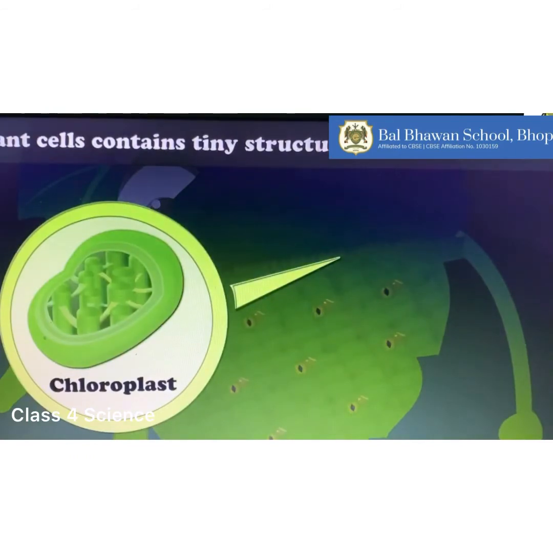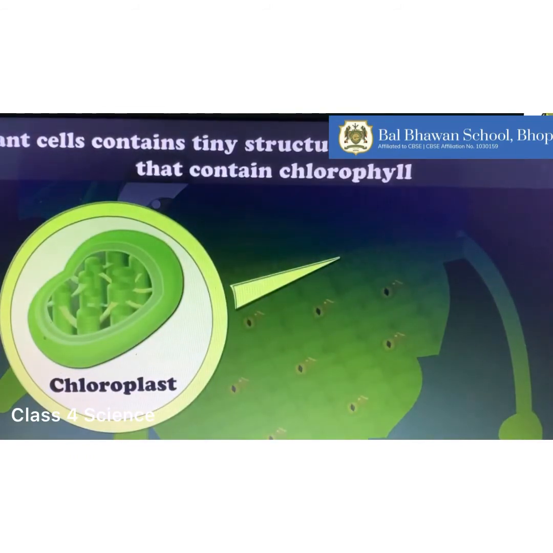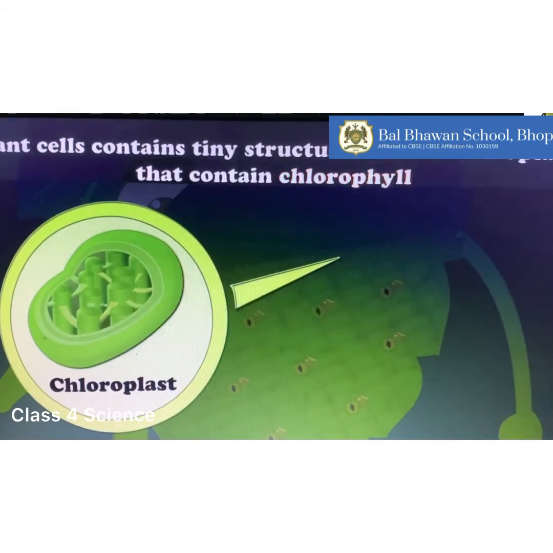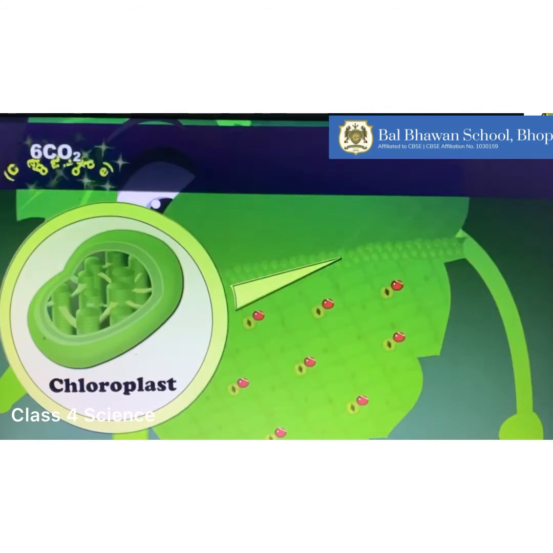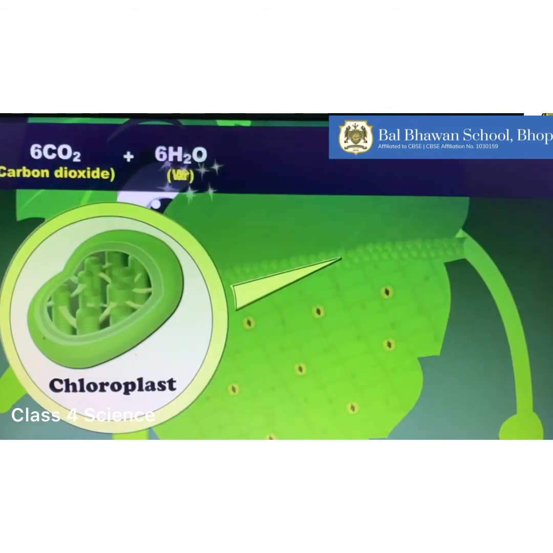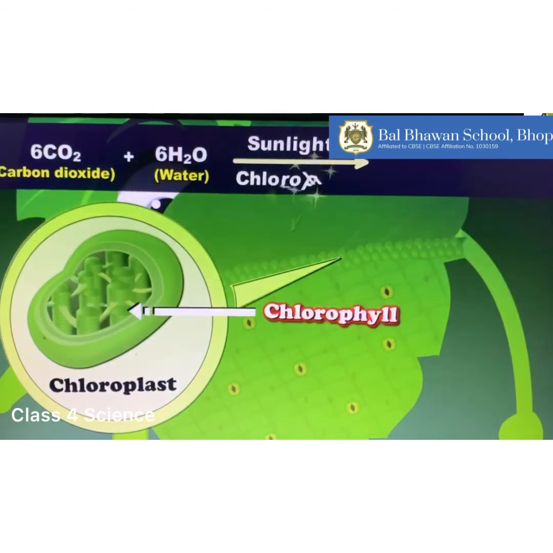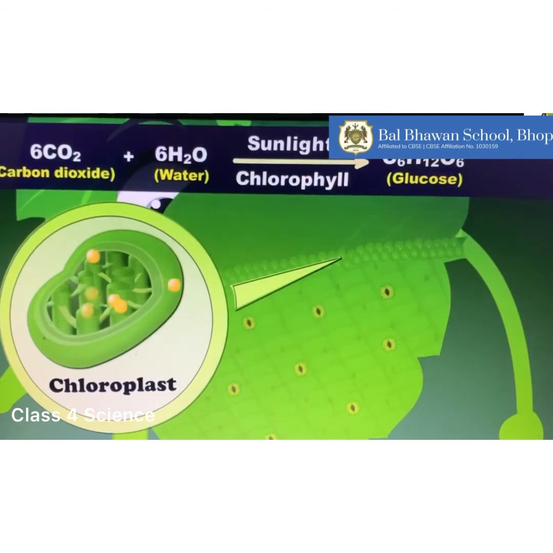The plant cell contains tiny structures called chloroplasts, which have chlorophyll in them. And this chlorophyll is required in the process of photosynthesis. Carbon dioxide and water, in the presence of sunlight and chlorophyll, make the food for the plant, which is glucose, and at the same time oxygen is released in the atmosphere.